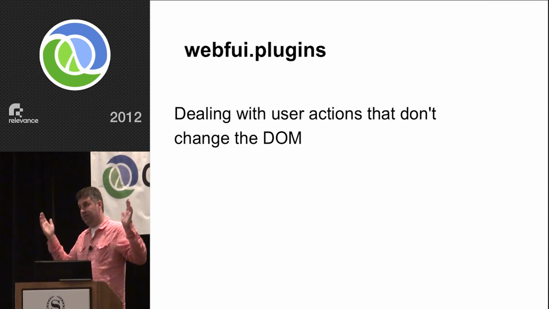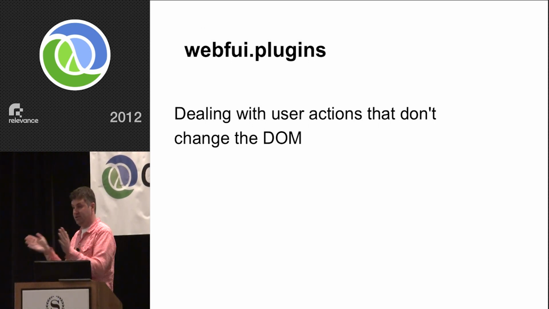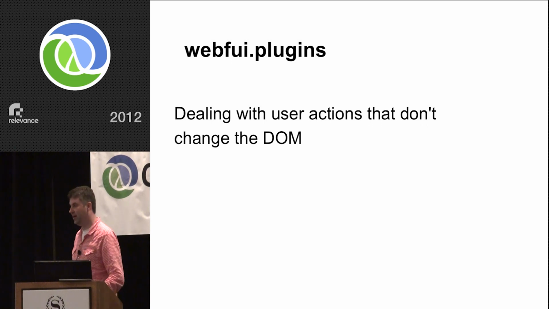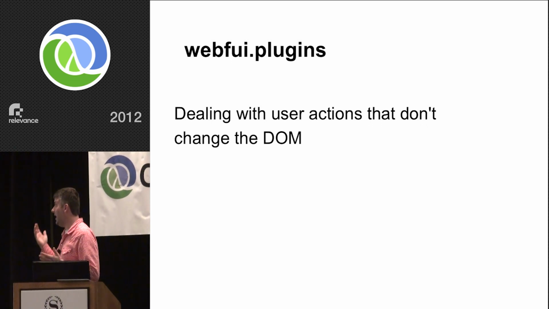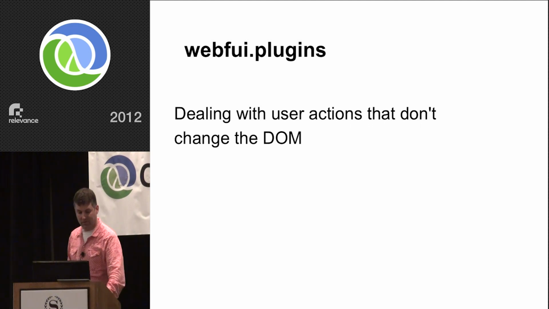Now, sometimes things don't change the DOM, but we still want to capture them. So as you saw, all this watcher does is it watches a part of the DOM. So what if the DOM doesn't change? How do we handle that? There's a mechanism for putting in plugins. So there's a plugin protocol, and there's basically two different things that a plugin does in Web Fui.